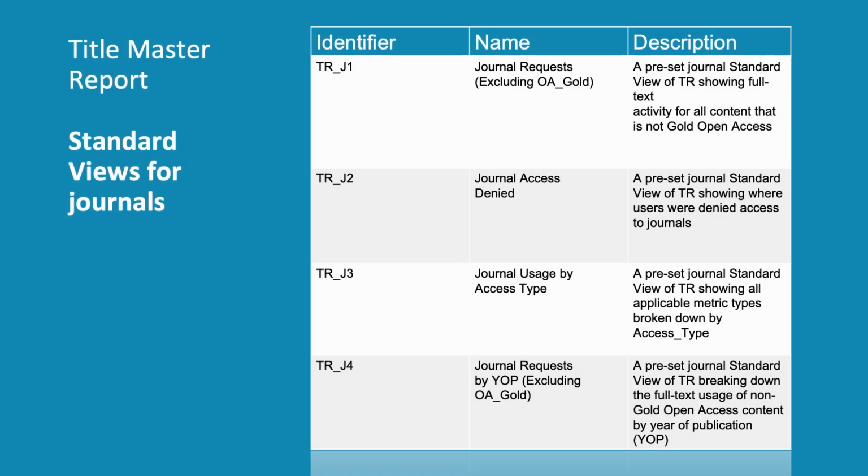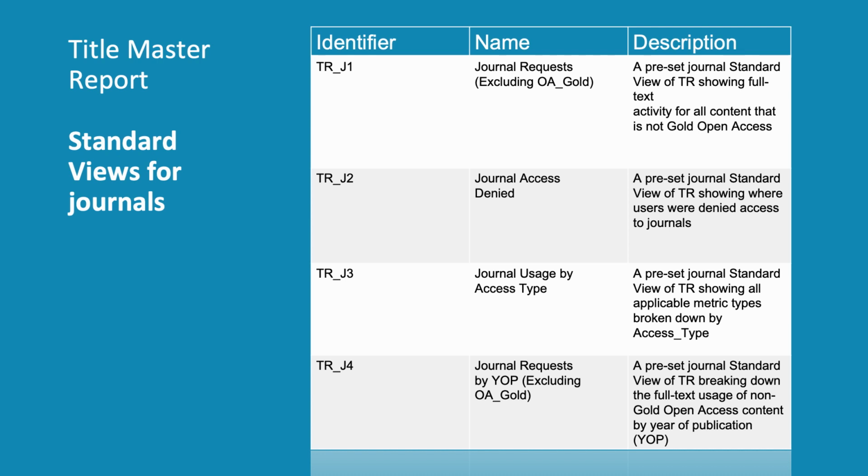There are 4 standard views of the TR for journals. TR-J1 is Journal Requests excluding OA Gold, which shows full text activity for all content which is not Gold Open Access. TR-J2 is Journal Access Denied, showing where users were denied access because simultaneous use licenses were exceeded or their institution did not have a license for the database.